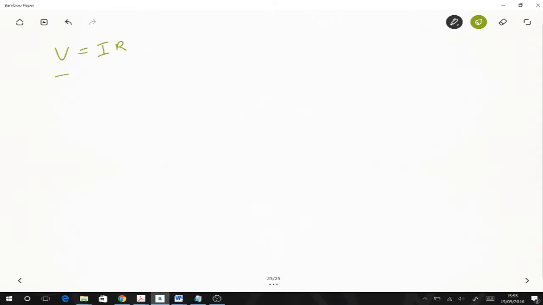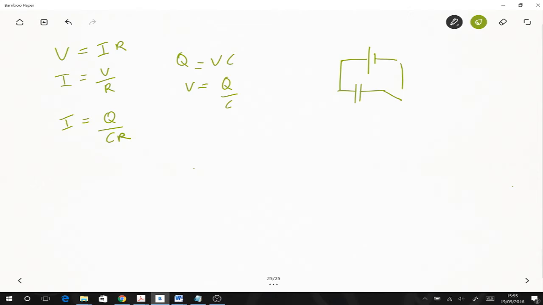from it. So if we look at some basic equations, we've got Ohm's law, which can be rearranged to give the current, and that then links with charge being voltage times capacitance. Rearranged, we can substitute the voltage in. So if we take this I = Q over CR, what we're going to do is call the current the flow of charge.